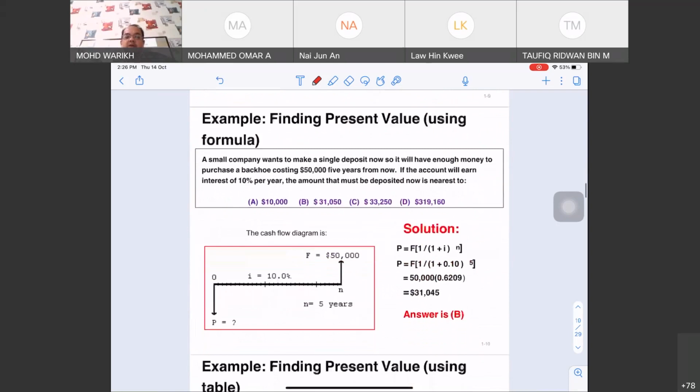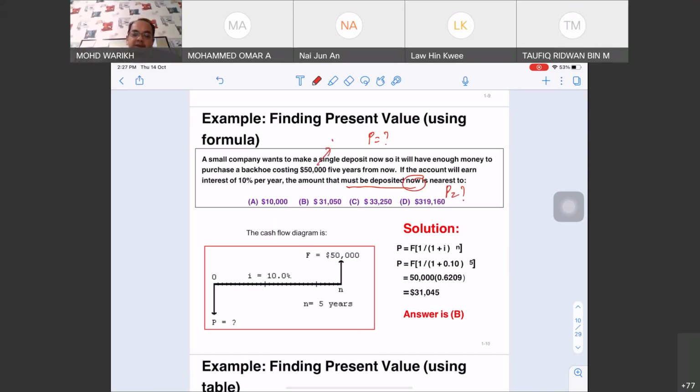The second one, you have to find the present value. That means you have to find P. A small company wants to make a single deposit now, so it will have enough money to purchase a backhoe costing 50,000 ringgit 5 years from now. If the account will earn interest of 10% per year, the amount that must be deposited now is nearest to. The keyword here is must be deposited now is closest to. That means you have to find P.